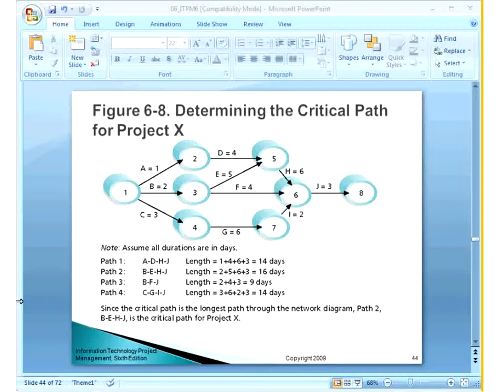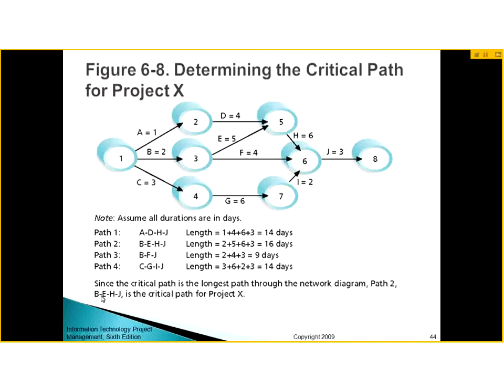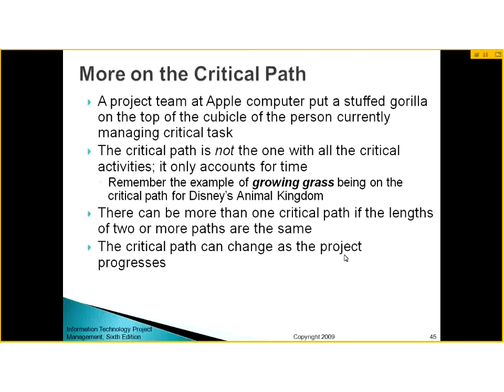Okay, yes, the duration is 16 days. So if any activity on the longest path is delayed, if activity B is delayed, or E, or H, or J, the overall project duration will get delayed. Our project team at Apple Computer put a stuffed gorilla on the top of the cubicle of the person currently managing critical tasks. The critical path is not the one with all the critical activities; it only accounts for time.